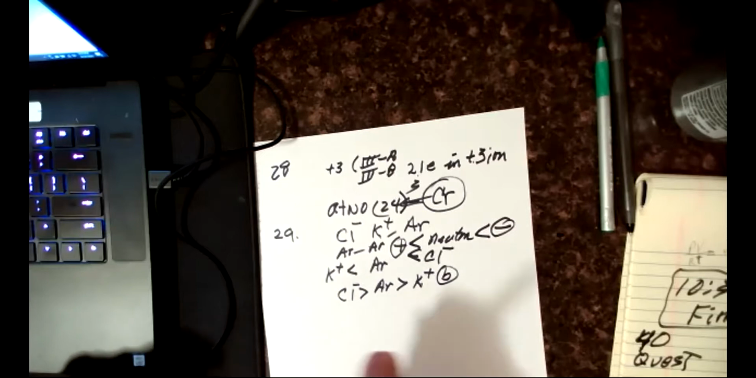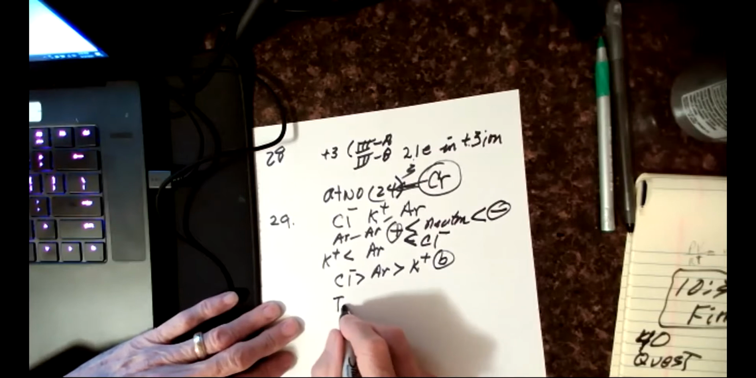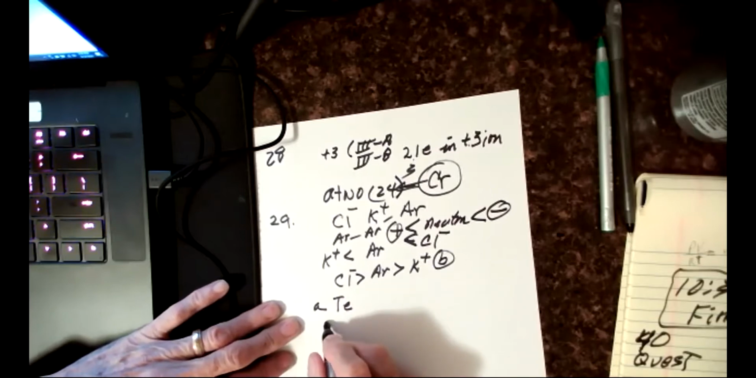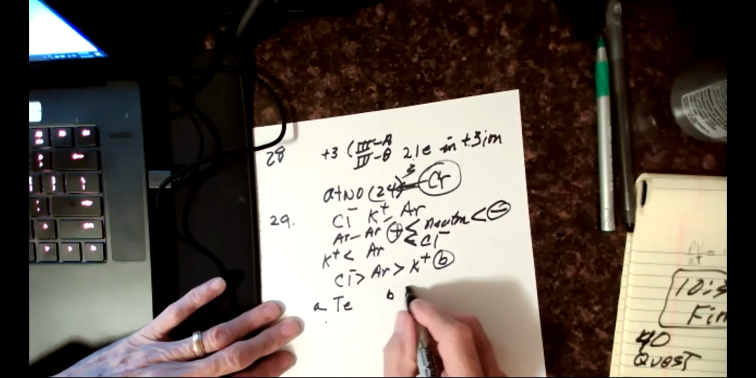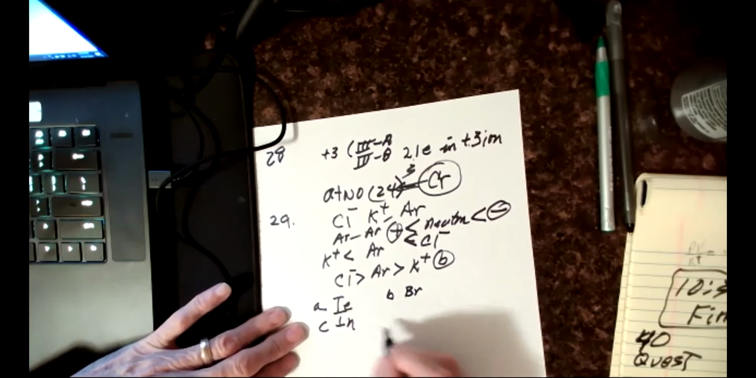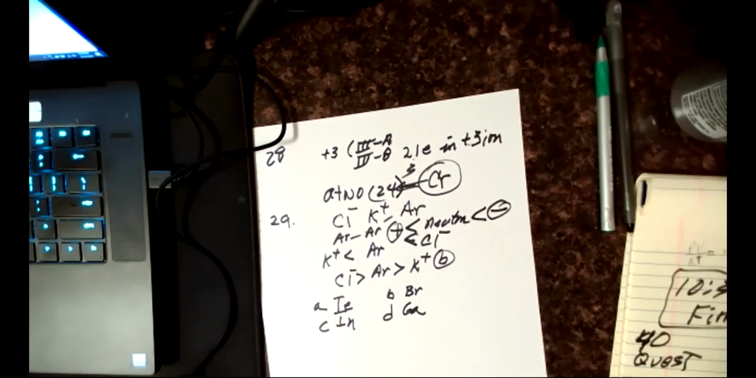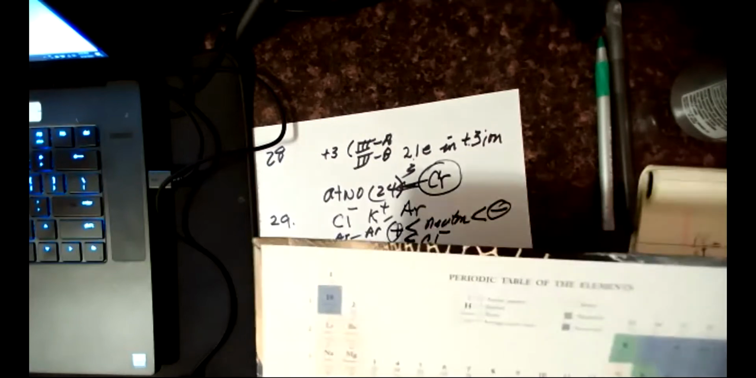Which of the following atoms would have the largest first ionization potential? So we're looking at the elements Te, that's A, and B is bromine, and C is indium, and D is gallium. So we're going to have to look at those on the periodic chart and see where they are. And we're looking for first ionization potential. So let's first locate where they are on the chart.